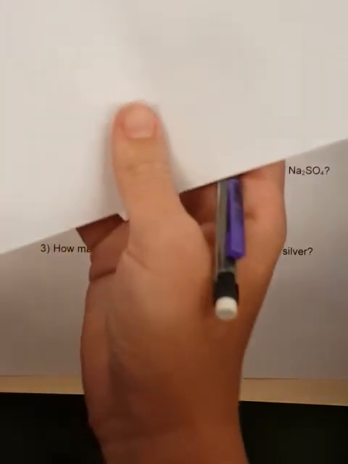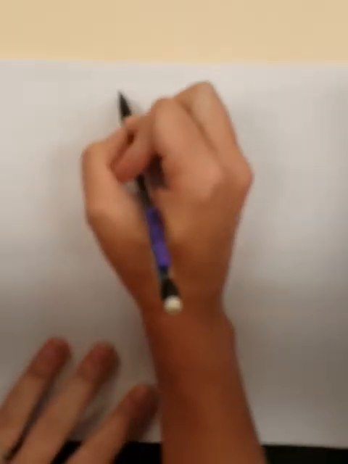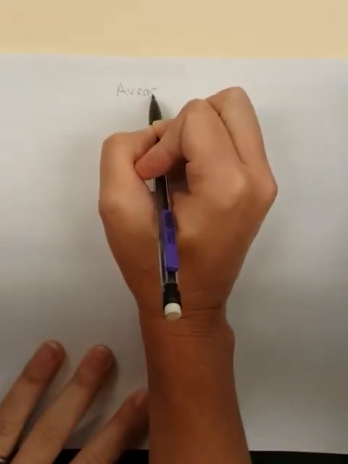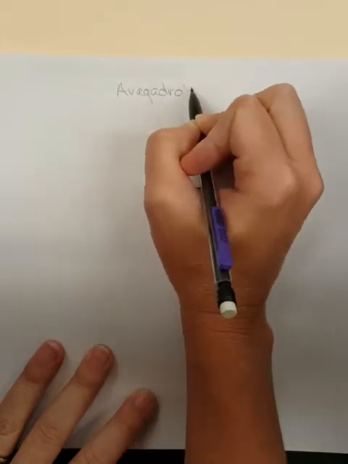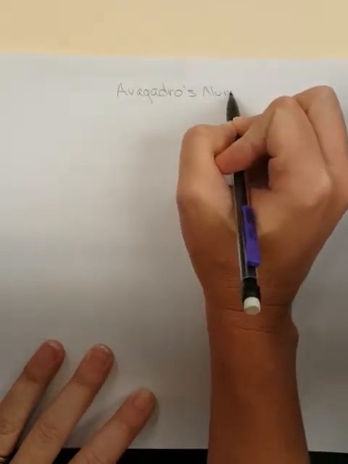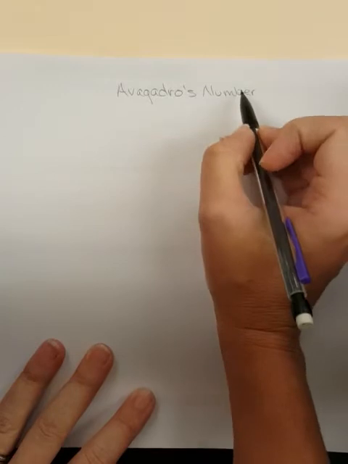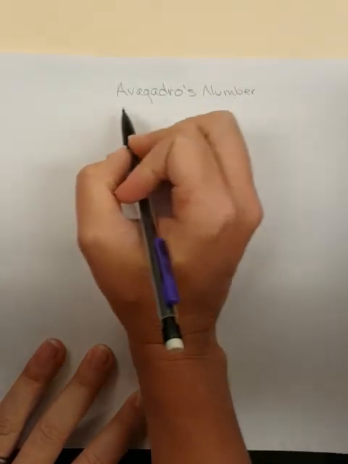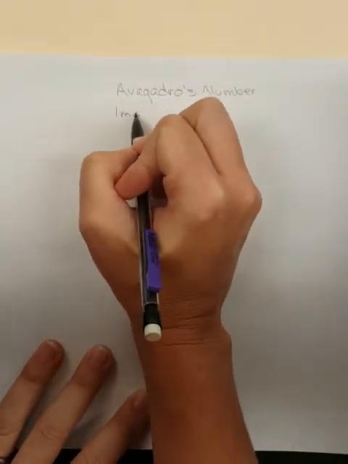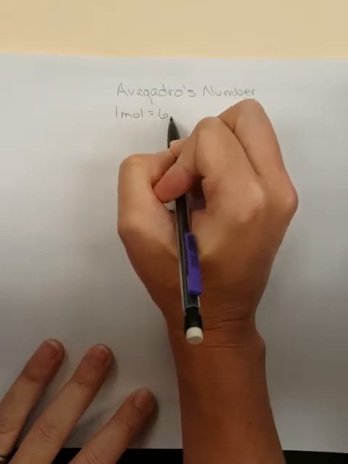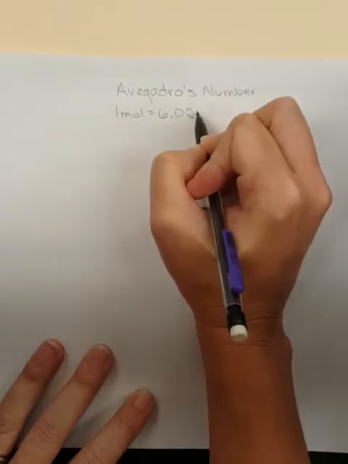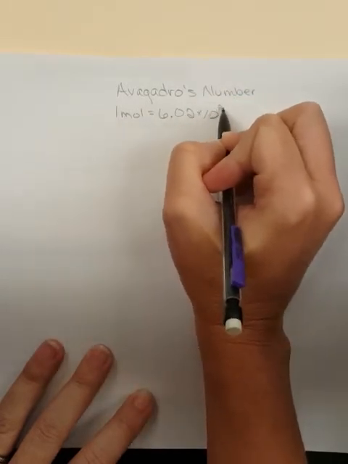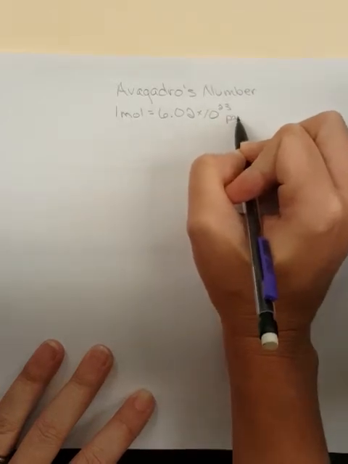One thing that we need to talk about before we talk about how to do these problems is Avogadro's number. Avogadro did not come up with this number. It was actually named in honor of him. Some of his work led up to the discovery of this value. But we know that in 1 mole of any substance, it has 6.02 times 10 to the 23rd particles in it.